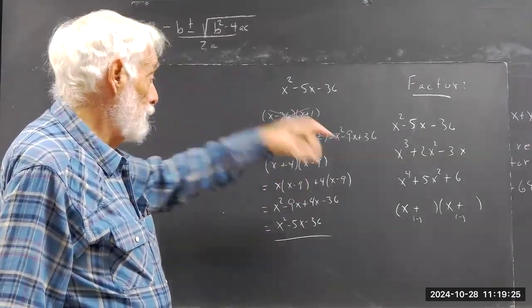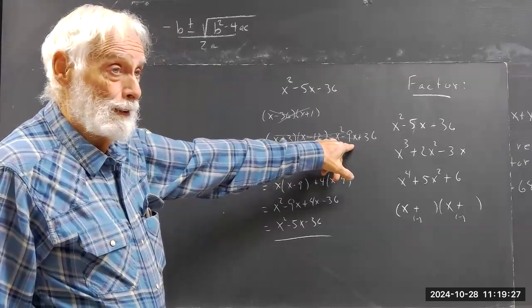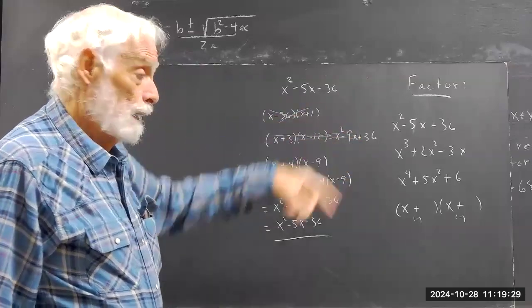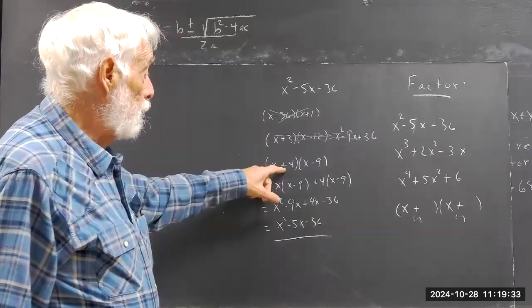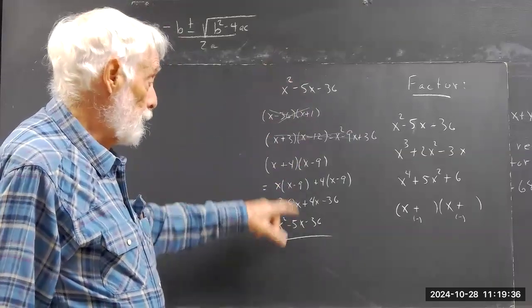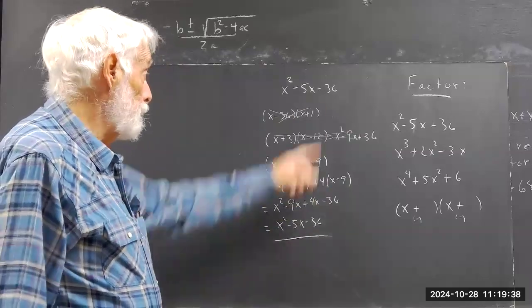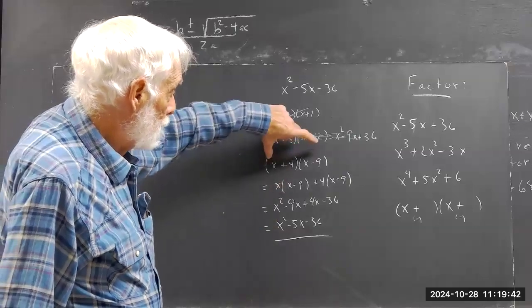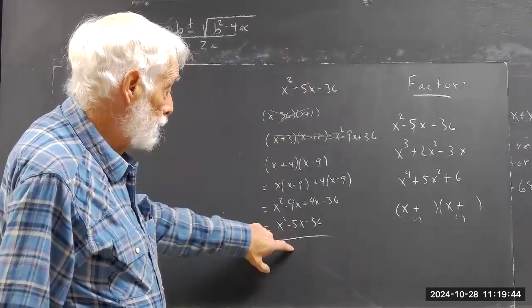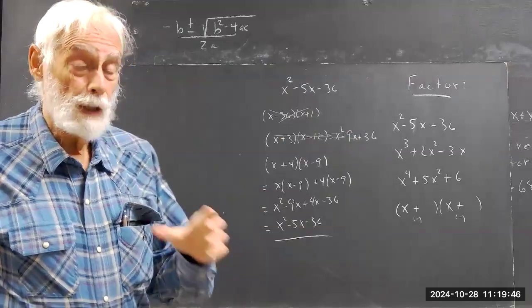We're getting closer. We at least get a negative 9x, which is kind of close to negative 5x, but it isn't negative 5x. So then we try a 4. This 4 goes into 36. 4 and negative 9 gives us negative 36. And 4x and negative 9x gives us a negative 5x, and we've got it. So that's how you think about it.